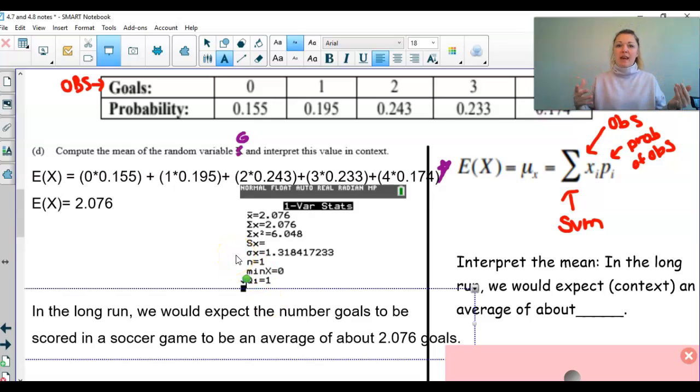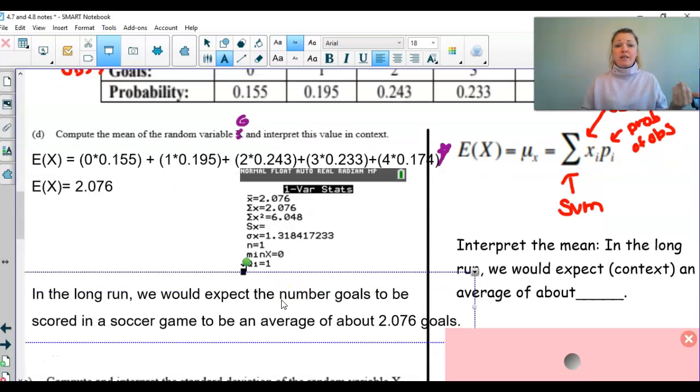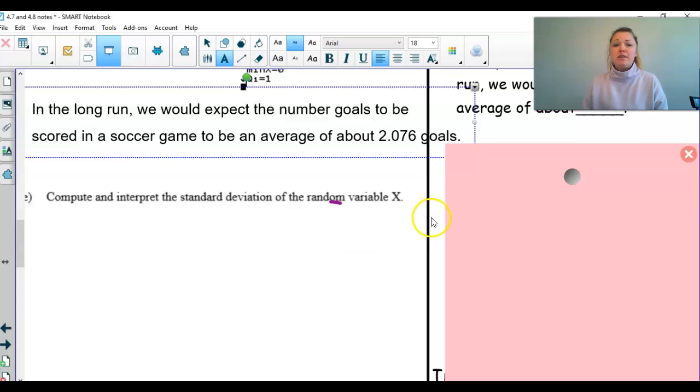Okay, what should we get? Know how to find that expected value, showing that work, showing each observation times the probability of that observation and then adding it up, knowing how to type it into our calculator, and finally knowing how to interpret it. Last thing that we need to do for this video is we need to know how to find the standard deviation.